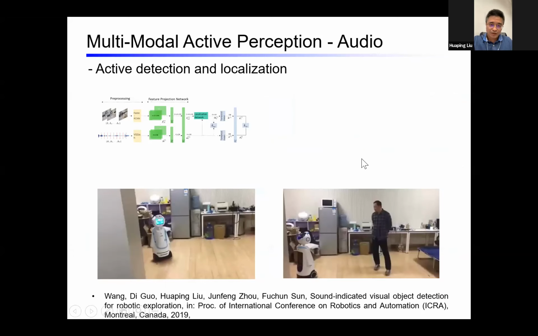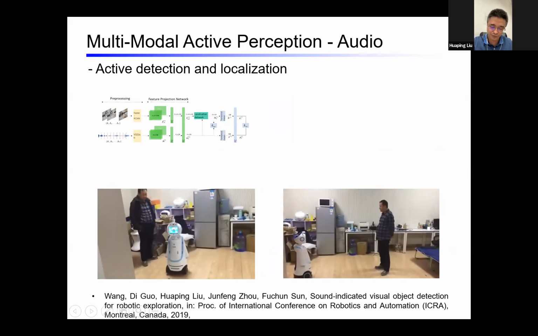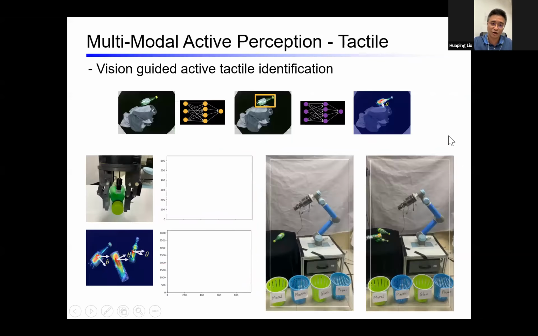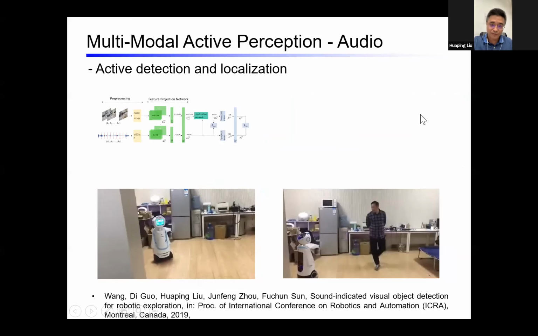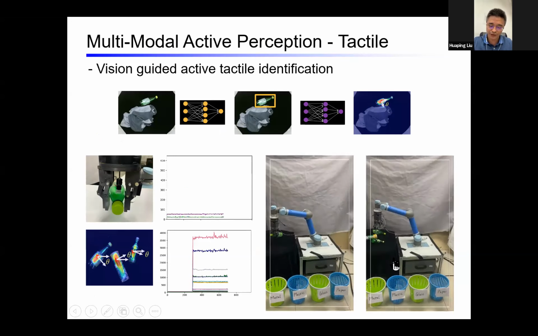Okay, in this work, we also use a vision-guided active identification method to perform the waste objects sorting. The vision guidance module allows the robot to not only detect the desired objects, but also obtain a good grasp configuration to actively collect tactile data.